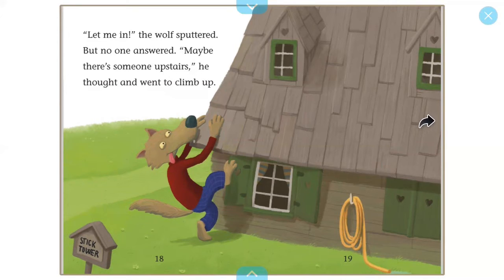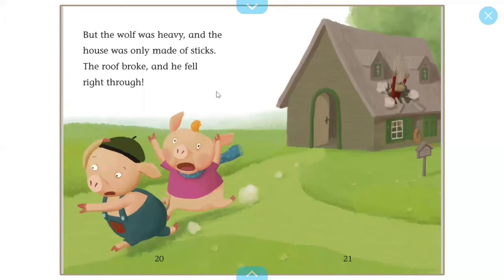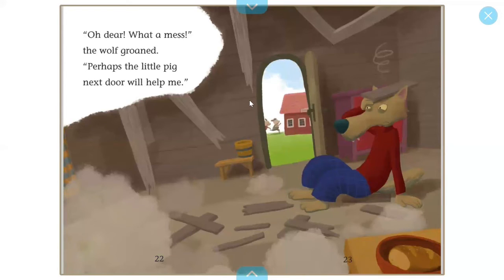I don't know how well this is going to go, right? But the wolf was heavy and the house was only made of sticks. The roof broke and he fell right through. Oh no, look at it, he's falling through. They're running away scared. "Oh dear, what a mess," the wolf groaned. "Perhaps the little pig next door will help me." Okay, these are what he said out loud. There's quotation marks.